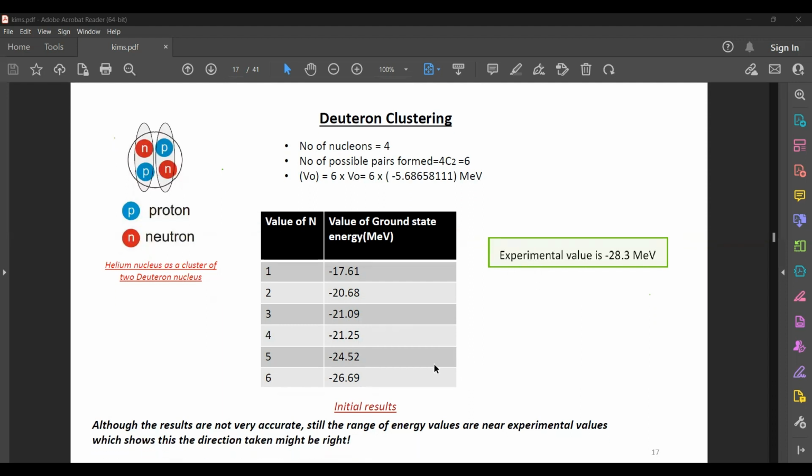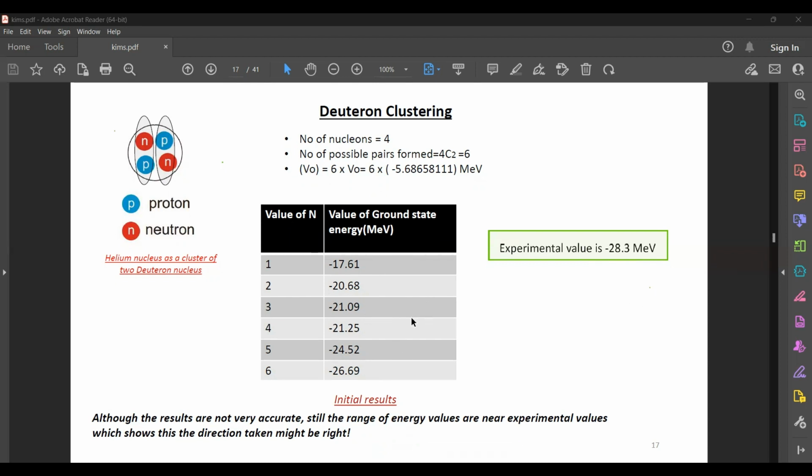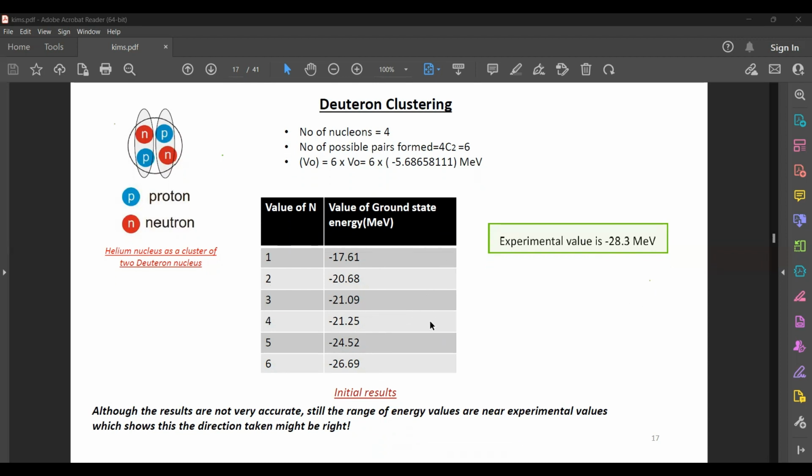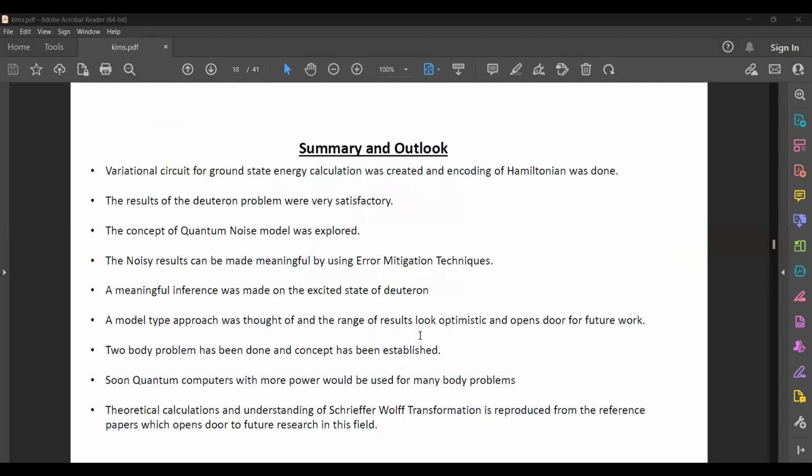So although this is not exactly the same as the experimental value, as we were getting in deuteron, where the deviation was very small, here one thing I can say for sure is that the range is very optimistic. Okay, like minus 26.69 is very close to minus 28.3. So this idea of my model can be used, and I will explore this in future to see if I get more accurate results. So I just wanted to discuss this before ending my talk.